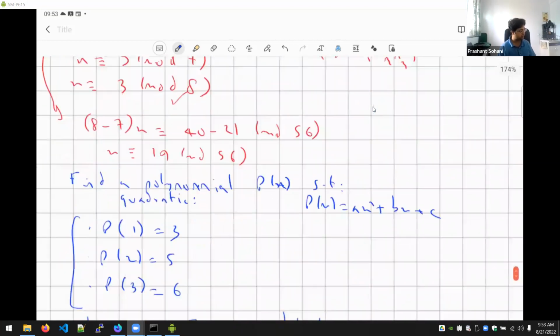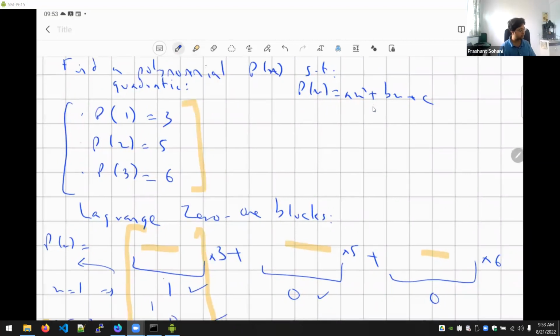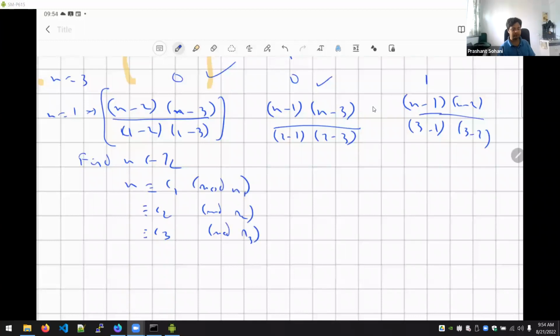In a way, do you see it is very similar? This was solving the problem: find the polynomial such that all of these are true simultaneously. For us, we want to find some value of x such that this is true simultaneously: x congruent to C1 mod N1, C2 mod N2, and C3 mod N3. So can you imagine how to think of this problem like the Lagrange 0, 1 block problem?